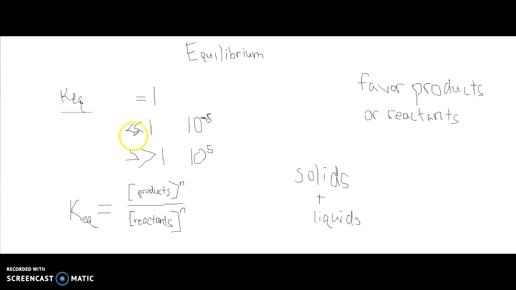If you have KEQ as less than 1, or 10 to the negative 5th power and smaller, you are going to favor the reactants, because when you think about it in the equation, the reactants have to be bigger to make it that negative, and the products aren't going to be really big, because the reactants are going to have to be so much greater than that.